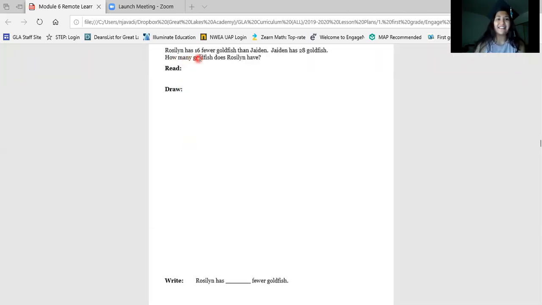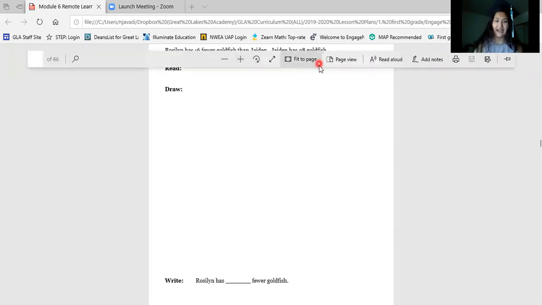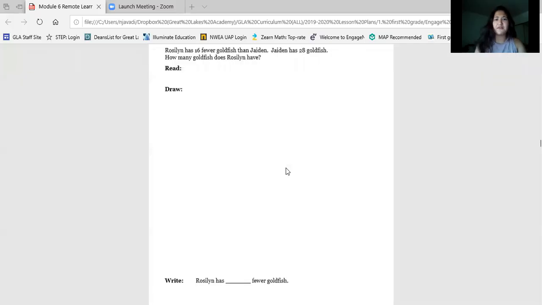Roslyn has 16 fewer goldfish than Jaden. Jaden has 28 goldfish. How many goldfish does Roslyn have? On your page, go ahead and pause and solve using a double tape diagram. Okay, nice job. You solved on your own. Let's solve it together. I had to take off my hat because it was just bouncing around too much.